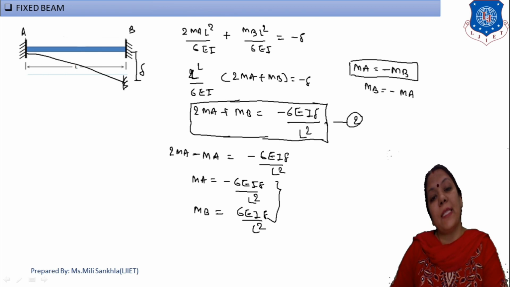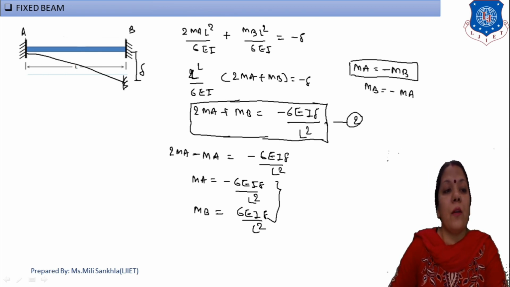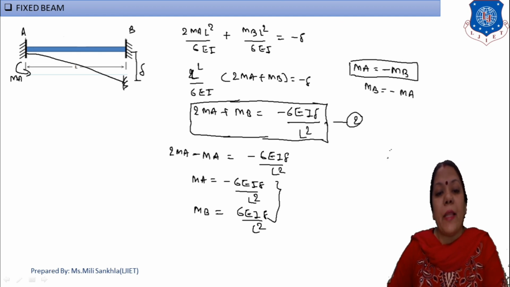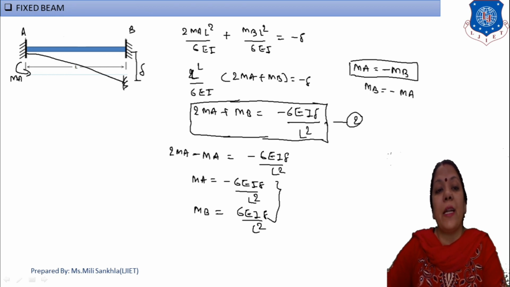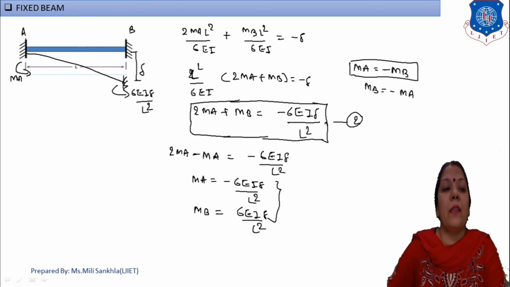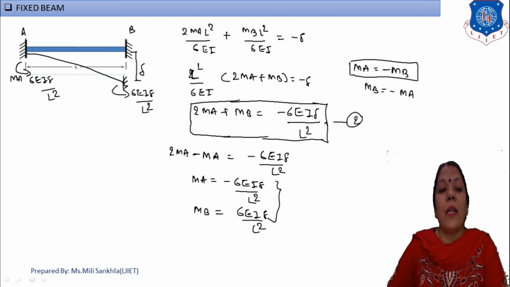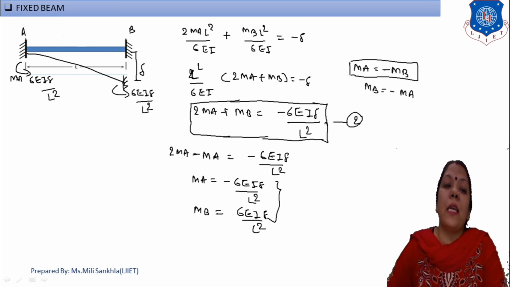Now one by one put the sign. MA is equal to minus, and this is left hand side, so our moment MA is anti-clockwise. Next, MB is equal to positive. Now this is our positive moment on the right hand side, so the sign of this moment is anti-clockwise, and here we get the value 6EI delta by L square, and this value is also 6EI delta by L square. That means our assumed direction for this case is wrong.